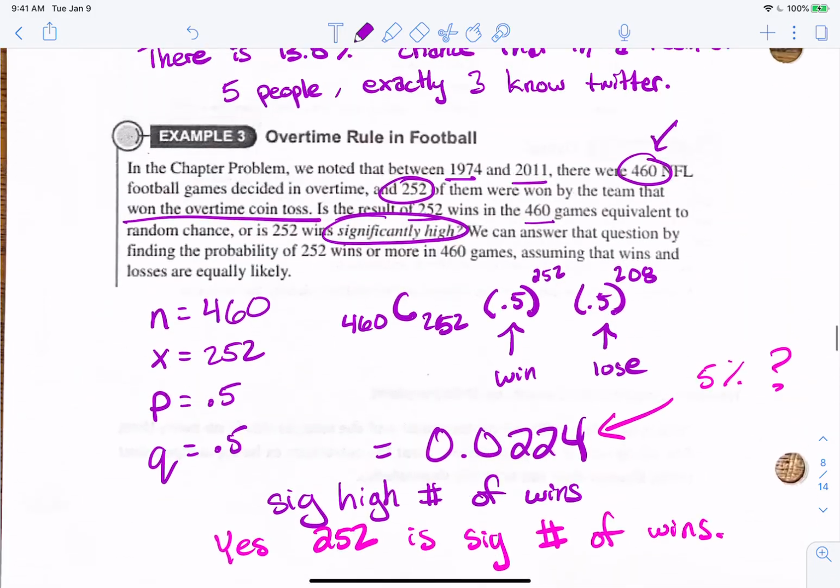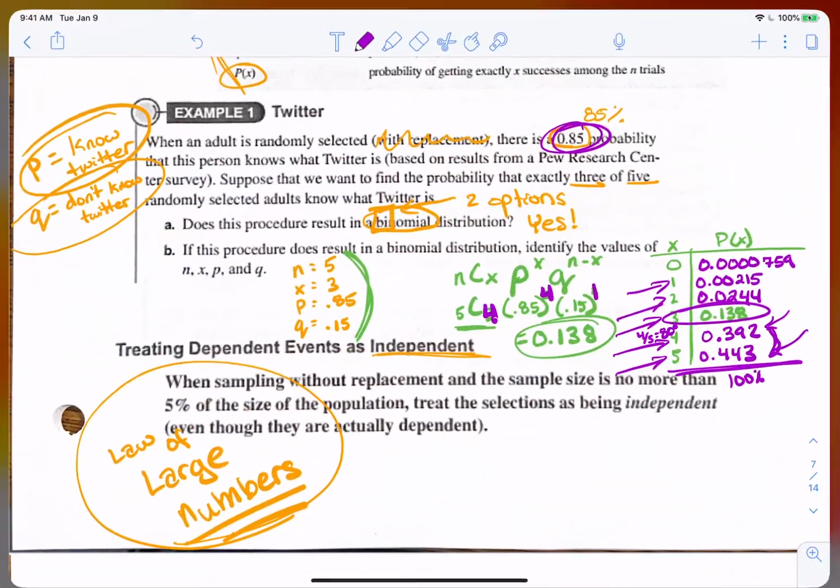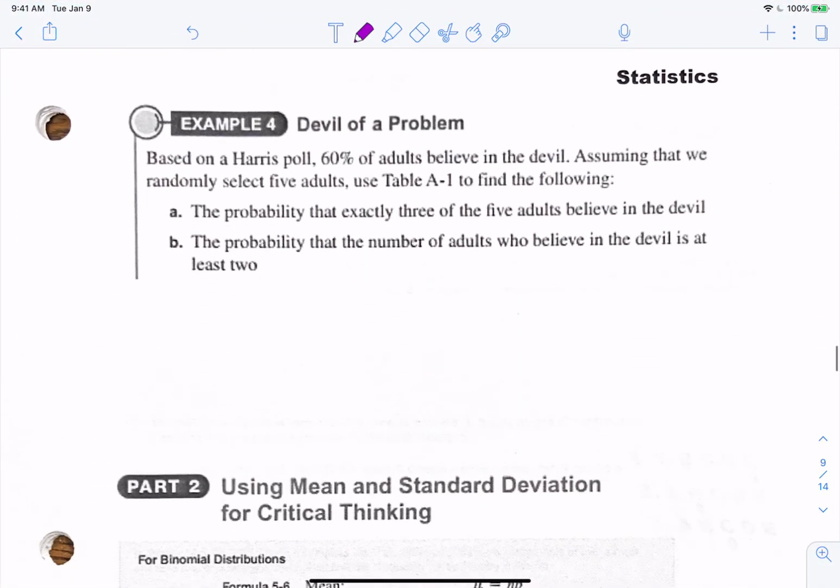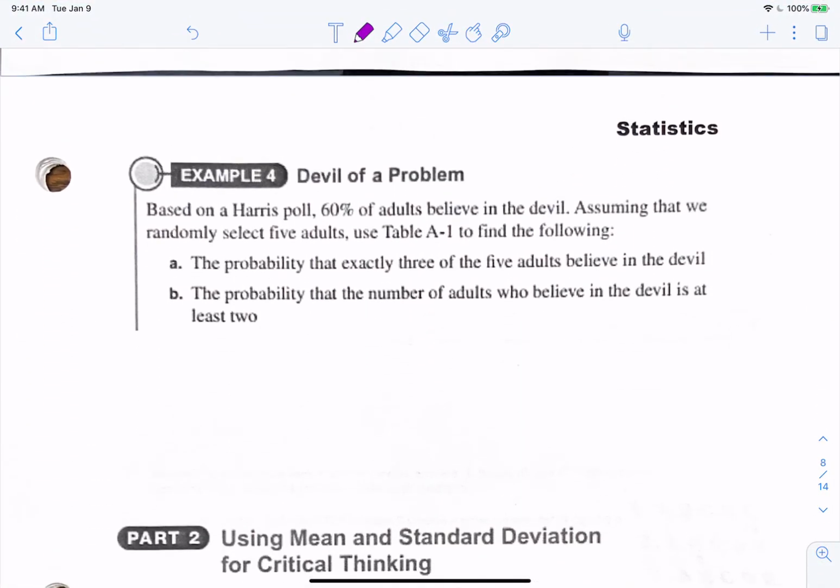We are on section 5.2. This is example 4 where we're starting. At the top of this page, because it is a new page, the thing that I want you to write down is nCx, p to the x, q to the n minus x. You need to write that down at the top of the page because we are going to use it.